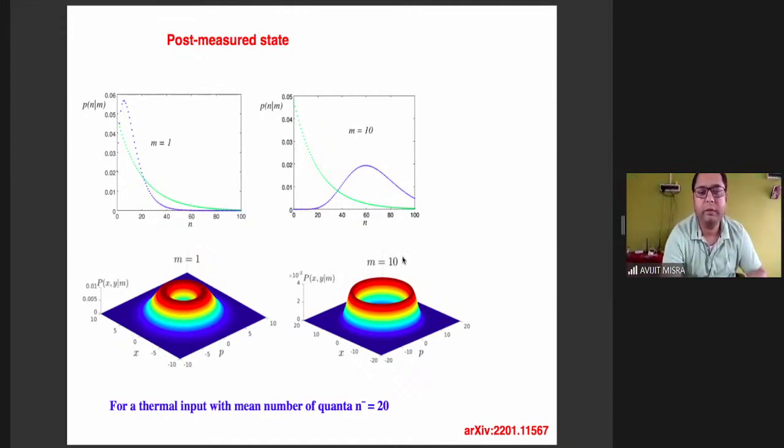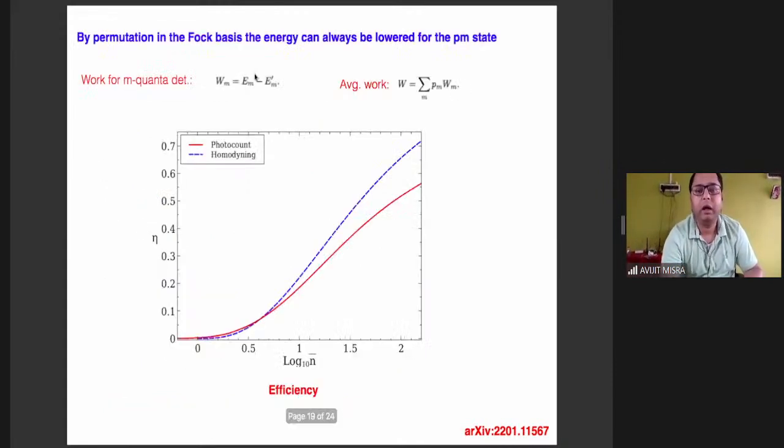So what we can do, from the post-measurement state, is a permutation in the Fock basis, which is obviously experimentally difficult, but we can extract work from this post-measurement state with energy EM, and by permutation we can reduce this energy, and we get the average work if we average over the outcome probability PM. Now we compare photo count and homodyne. See, for low photon number, the result of photo count is better because there we don't have to invest local oscillator energy as for homodyne. But when we go to high photon numbers, even 10 photons, we get more work by homodyne, and it is experimentally more feasible because we only need to do displacement, which is easier than permutation in the Fock basis. And the gap increases for high photon number.